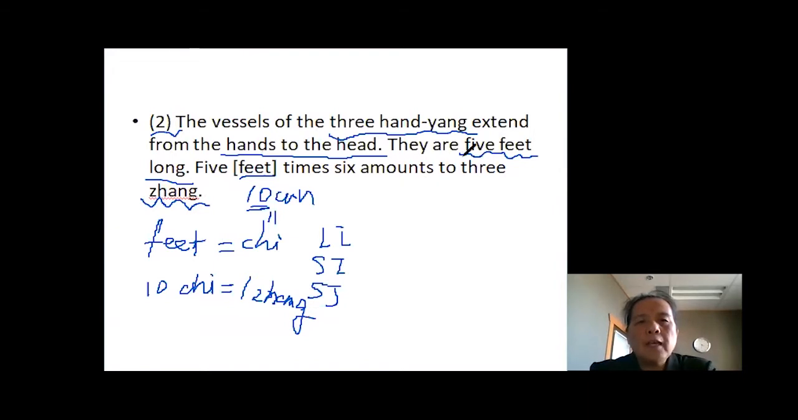So they say each of the meridians is 5 feet, or 5 尺, here. And on both hands, we have 6 yang meridians. 6 yang meridians means we times 6. That means 30 尺. We say 30 尺 equals 3 zhang. So that's where the number comes from.